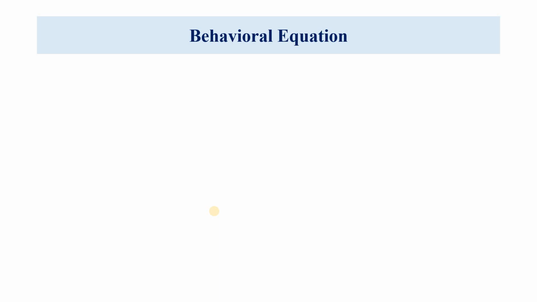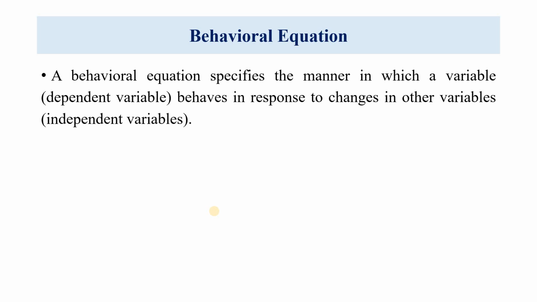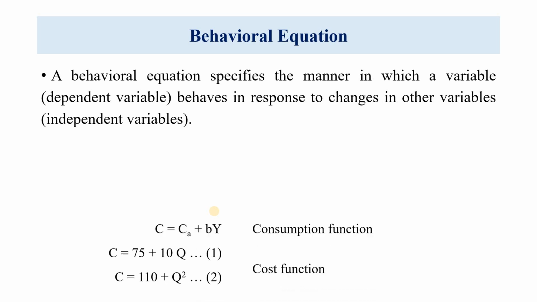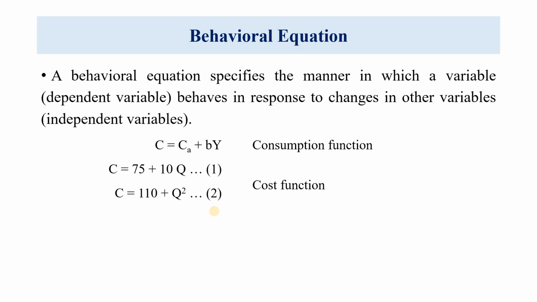So, behavioral equation. A behavioral equation specifies the manner in which a variable, that means dependent variable, behaves in response to a change in other variables, that means independent variables. This may involve either human behavior such as aggregate consumption pattern in relation to national income, or non-human behavior such as how total cost of a firm reacts to output changes.